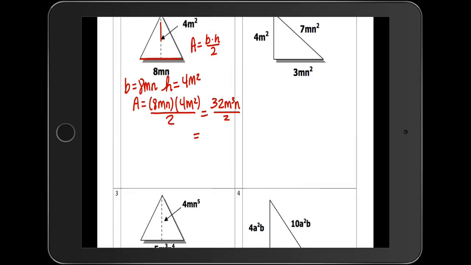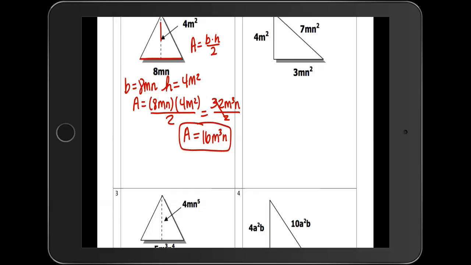32 divided by 2, go ahead, take a moment, figure that out. So I get 16m cubed n, because 2 goes into 32 16 times. So I know that this is the area for this triangle, and that's the end of this problem.